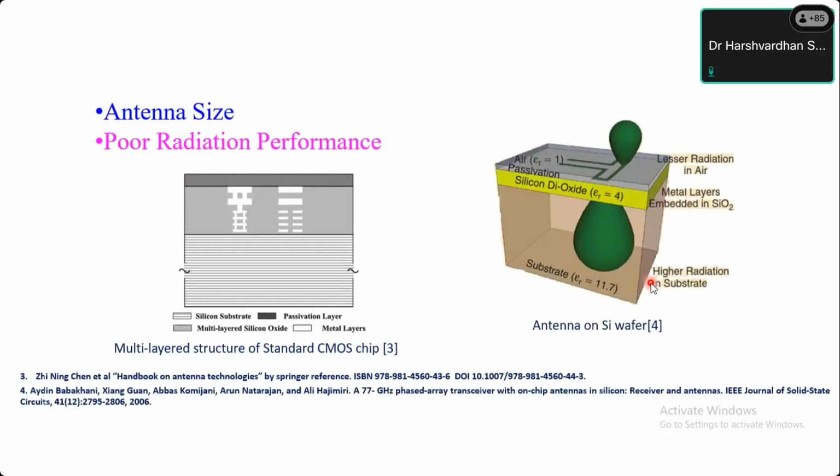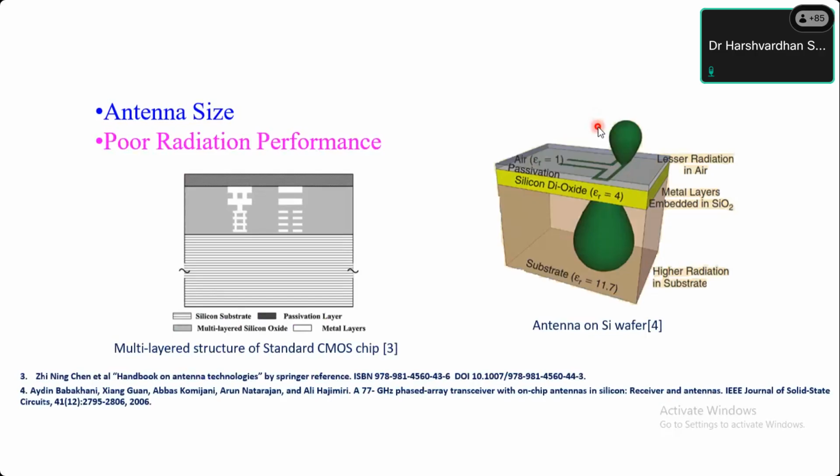You can see this picture here. Most of the EM radiation will be absorbed by the silicon substrate itself, right? So the radiation we are looking for from the antenna will not be as good as we want. It is not in the air, but it is absorbed by the substrate itself. So that is the prime challenge: how we can increase this radiation from here to here, at the top in the air. So that is the first challenge, or maybe second, you can say.